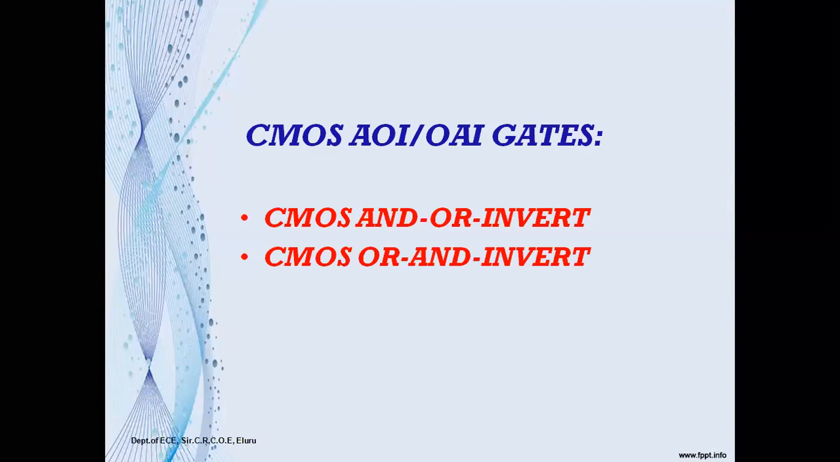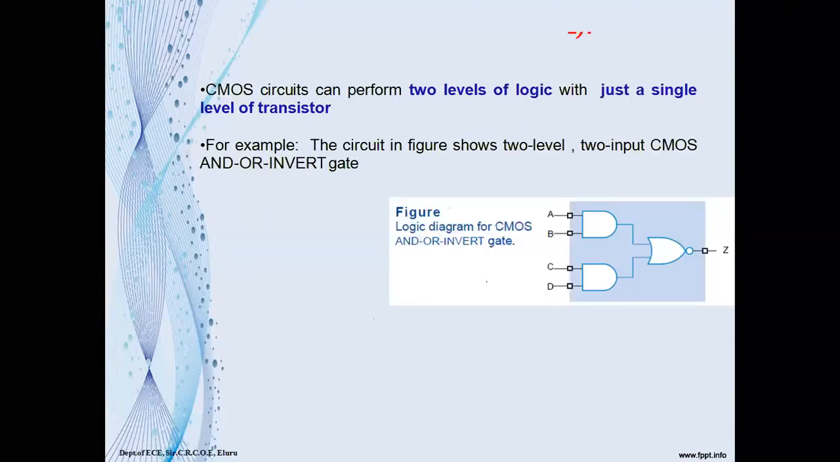And now the next type of CMOS logic gates are CMOS AND-OR-invert and CMOS OR-AND-invert gates. So here, let us take the CMOS AND-OR-invert. So what is an AND-OR-invert? An AND-OR-invert is a two-level logic circuit. It is a two-level logic circuit.